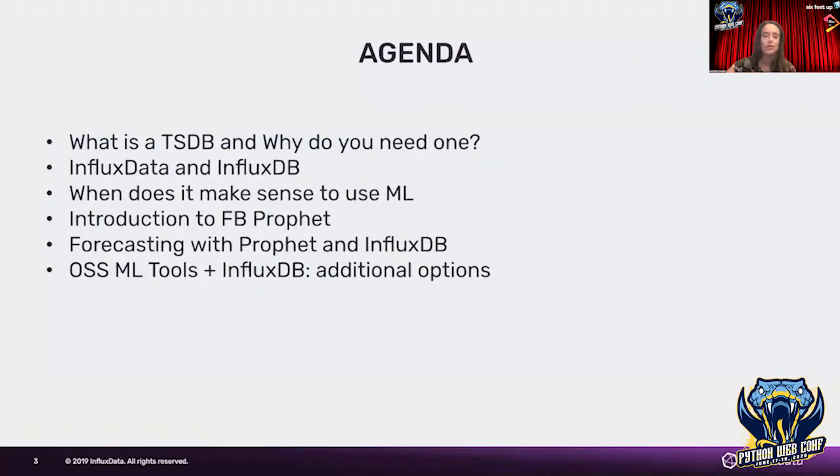So on today's agenda, we're going to go from the very macro view all the way to the micro view when it comes to time series and forecasting. We're going to start with the big picture and talk about what a time series database is and why you need one. Then we're going to talk about what InfluxDB is. And then we're going to start talking about Python, and we're going to get into how we can use Facebook Prophet with a Python client with InfluxDB to make a univariate forecasting prediction.